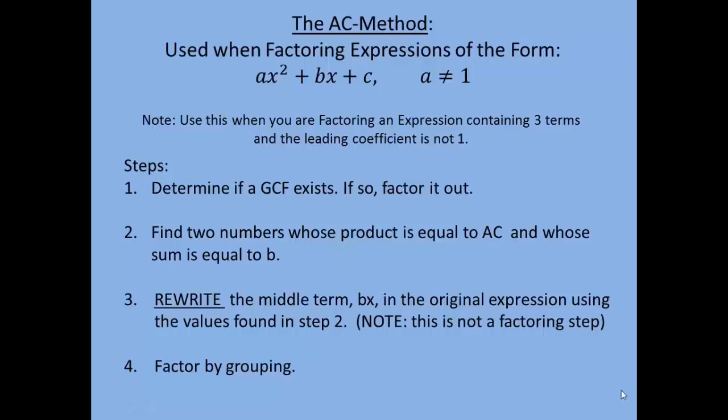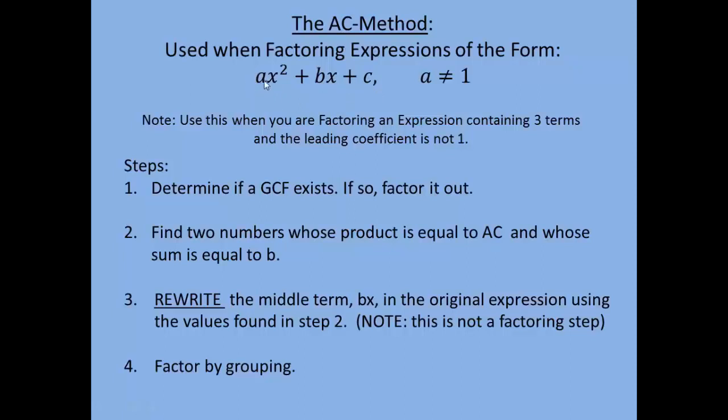This is a video on using the AC method. You want to use the AC method when you're factoring expressions of the form ax squared plus bx plus c where a doesn't equal 1. So you're factoring a trinomial, meaning it has three terms, and a, b, and c are all constants. A is the leading coefficient.